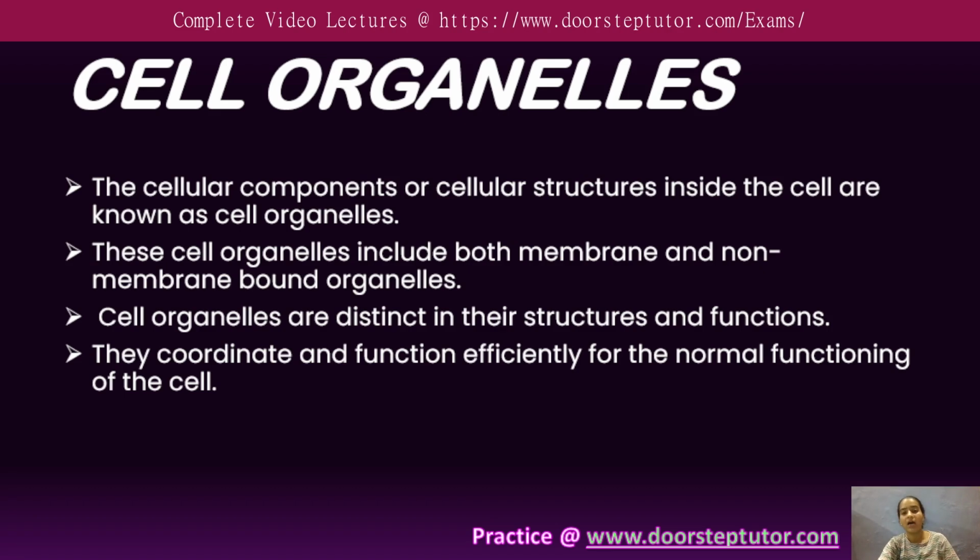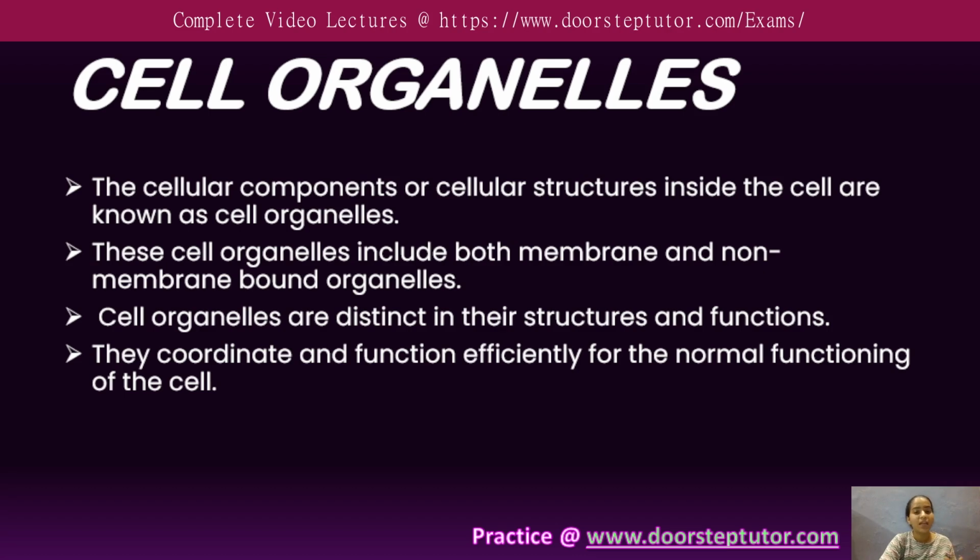These cell organelles are structures which may be membrane bound or membraneless, and they actually do the compartmentalization of the cytoplasm. Different cell organelles in a cell have different functions to perform, and that's why they are of different shape and size, and their structures are also different from one another. So the cellular components present inside a cell are known as cell organelles. These cell organelles may be membrane bound or non-membrane bound. They can also be double membrane bound or single membrane bound, depending on their functions.